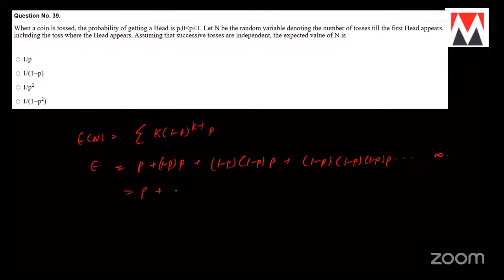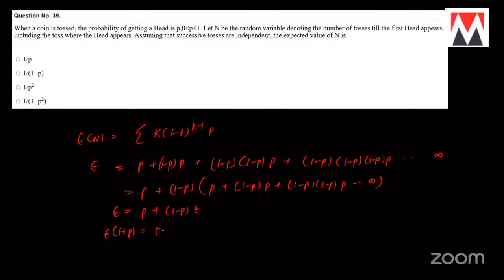So this I can write as, if I take 1 minus p common, p plus (1 minus p) into p plus (1 minus p) into (1 minus p) into p, and so on till infinite. So I can write this as p plus (1 minus p) into E is equal to E. So I can write E into 1 plus p is equal to p plus E. Oh, so I need to change like this. So it is E into 1 minus.